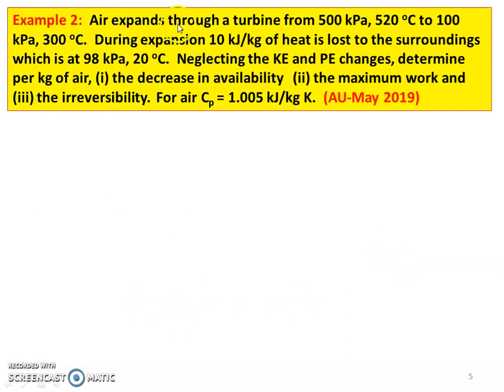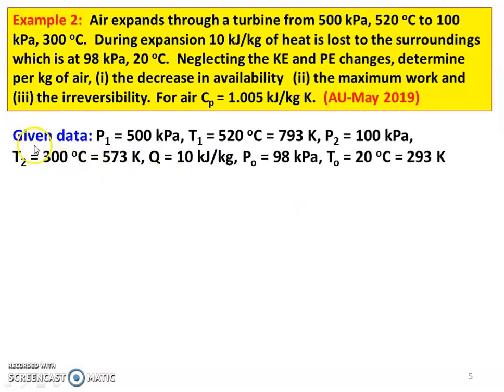Example number 2. Air expands through a turbine from 500 kilopascal, 520 degree Celsius to 100 kilopascal, 300 degree Celsius. During expansion, 10 kilojoules per kg of heat is lost to the surroundings, which is at 98 kilopascal, 20 degree Celsius. Neglecting kinetic and potential energy changes, determine per kg of air: first, decrease in availability; second, maximum work; and third, irreversibility. For air, cp equal to 1.005 kilojoules per kilogram Kelvin. This is a May 2019 question paper. We have to write down the given data.